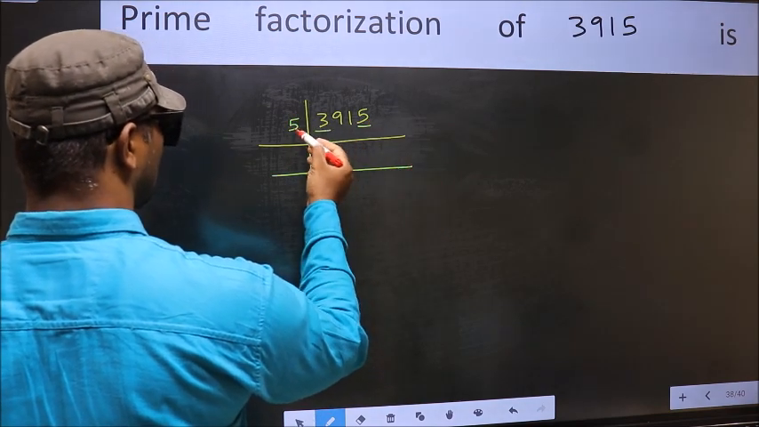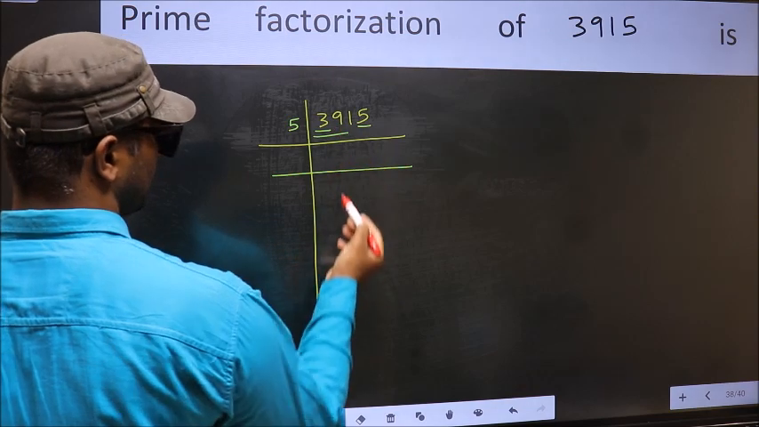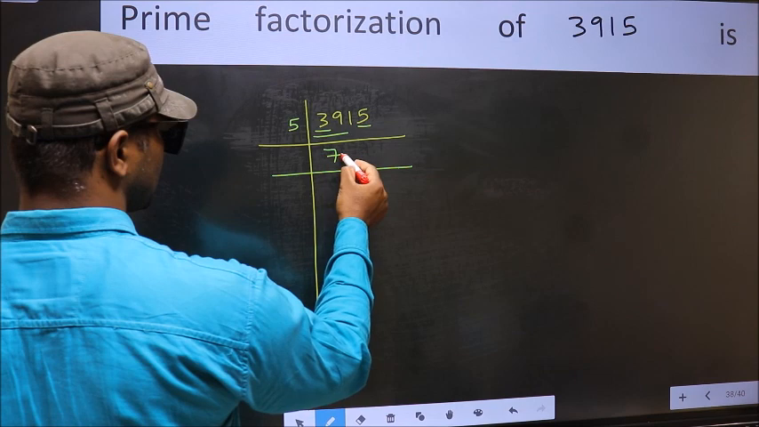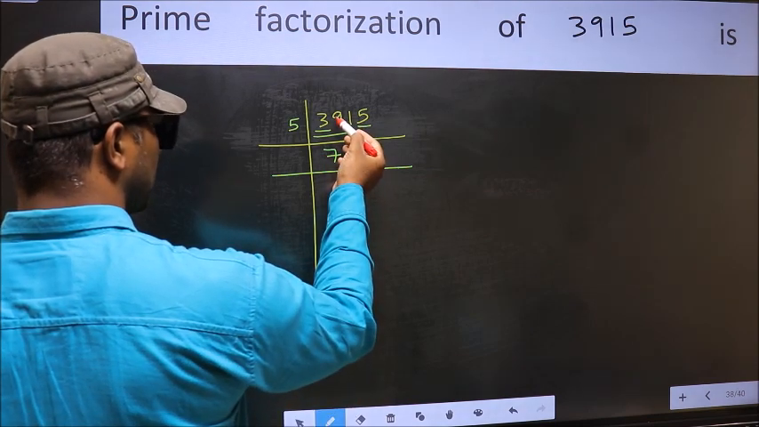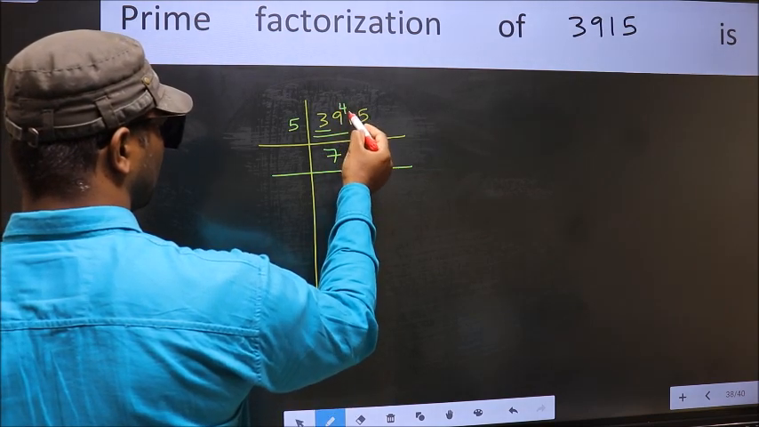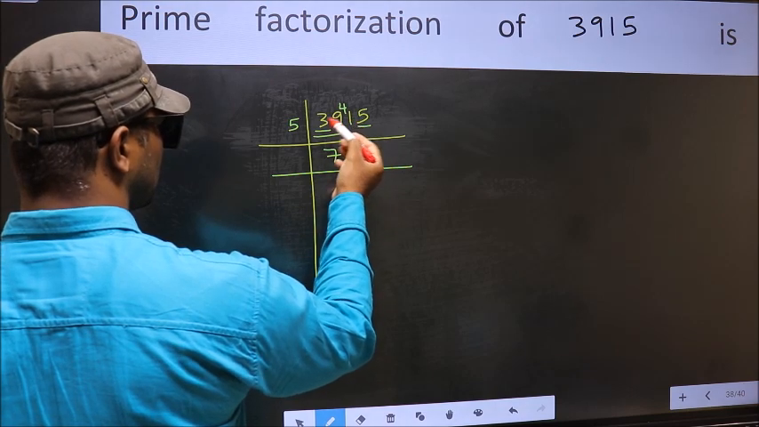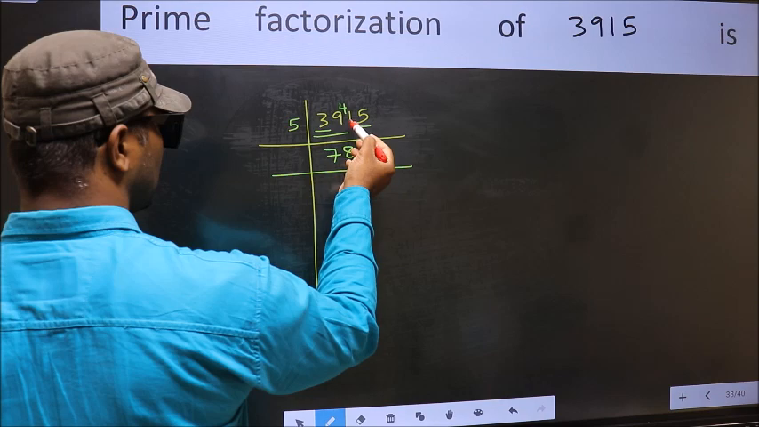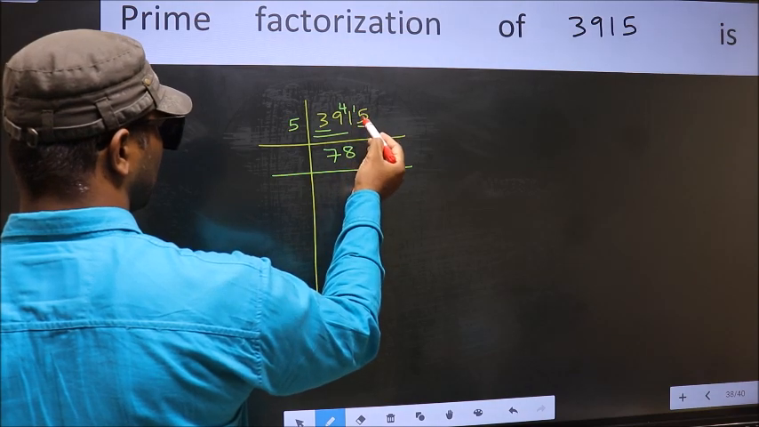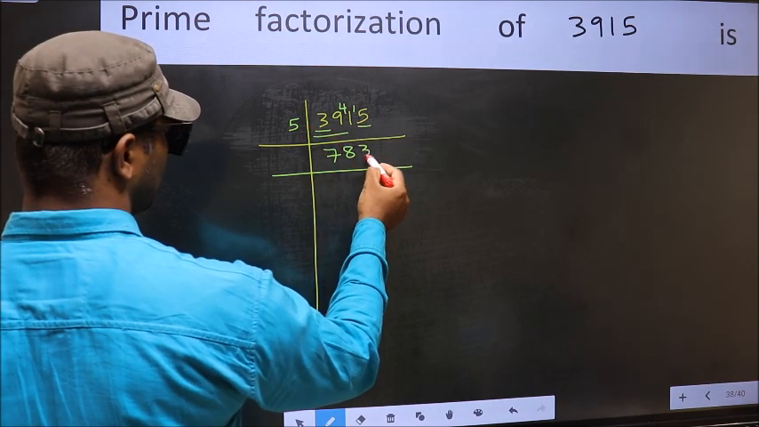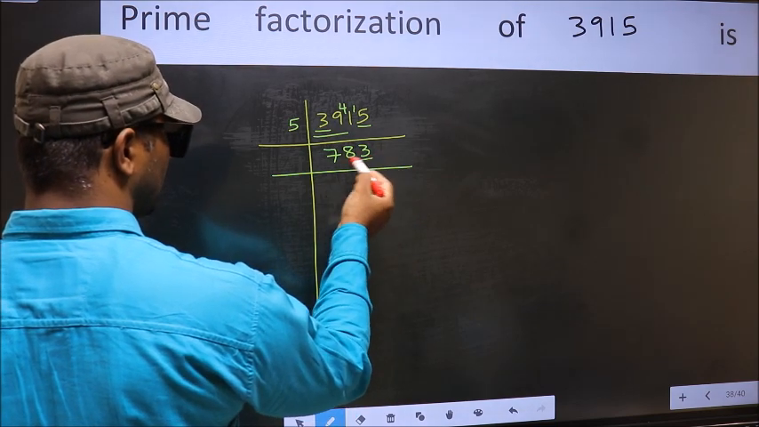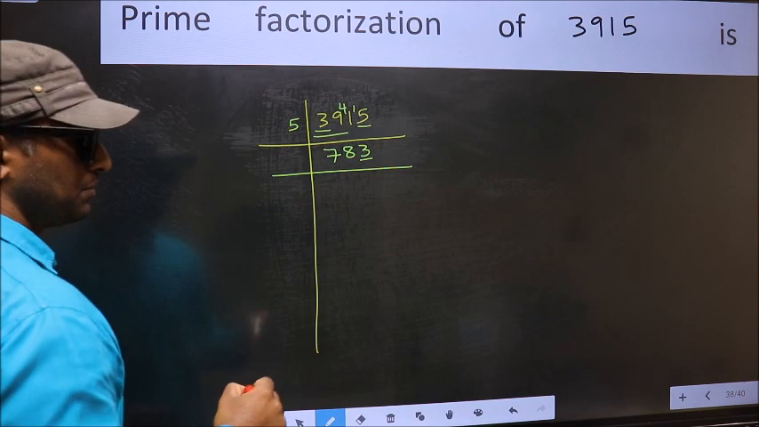First number 3 is smaller than 5, so take two numbers, 39. A number close to 39 in the 5 table is 5 7s are 35. 39 minus 35 is 4, 4 carried forward, 41. A number close to 41 in the 5 table is 5 8s are 40. 41 minus 40 is 1, 1 carried forward, 15. When do we get 15 in the 5 table? 5 3s are 15. Now the last digit 3 is not even, so it is not divisible by 2.